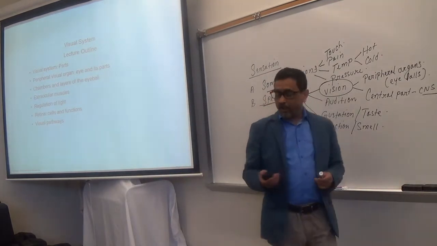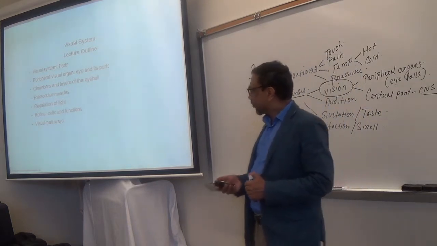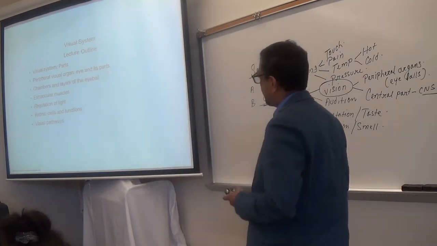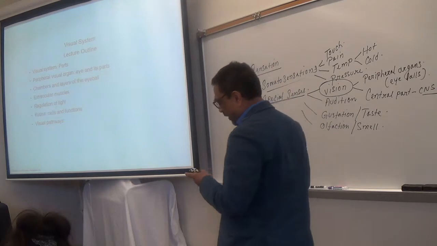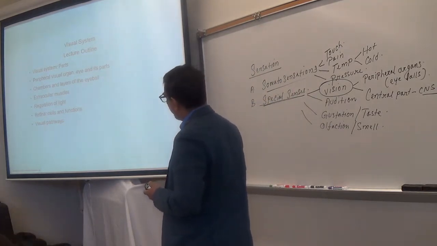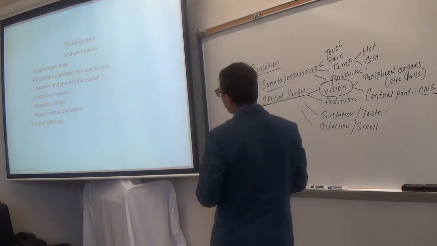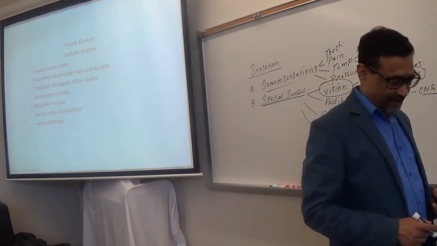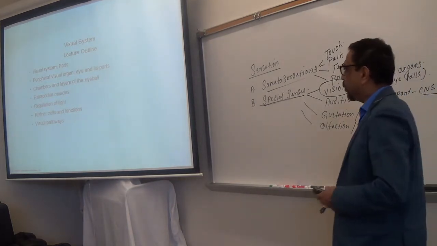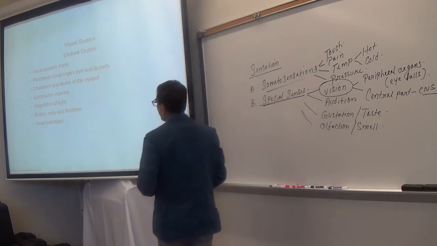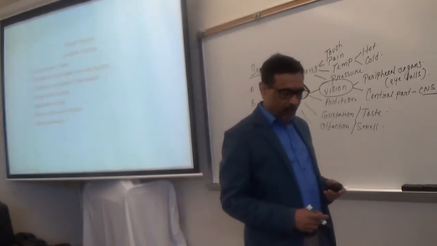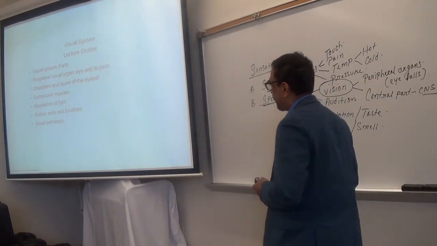Okay, so we'll talk about the visual system. First we'll talk about the parts. We'll talk about the eye and its parts. We'll see inside the eye, inside the eyeball, how many chambers we have. We'll talk about the wall of the eyeball, how many layers we have in the wall of the eyeball. We'll talk about extrinsic eye muscles. Those muscles help to move your eyeballs, also called extraocular muscles. So extrinsic or extraocular muscles help to move your eye.